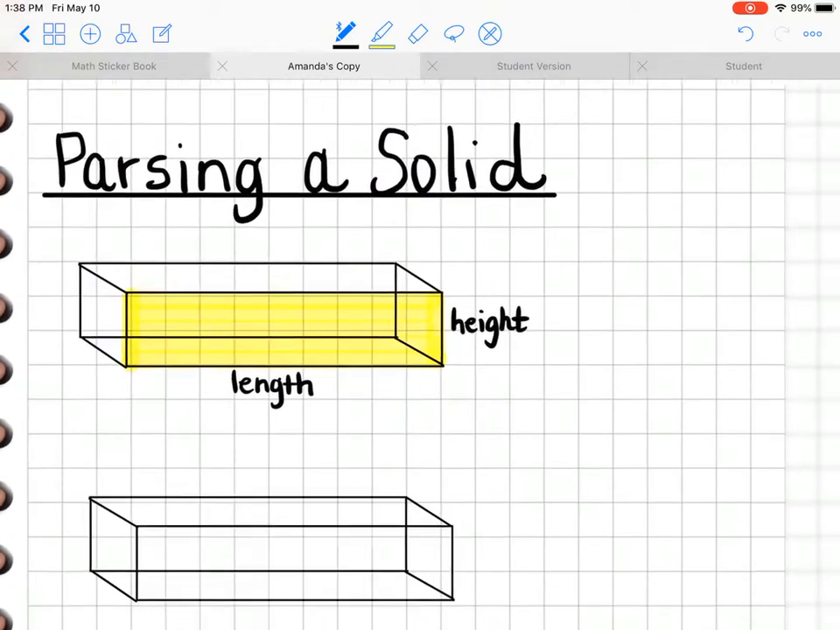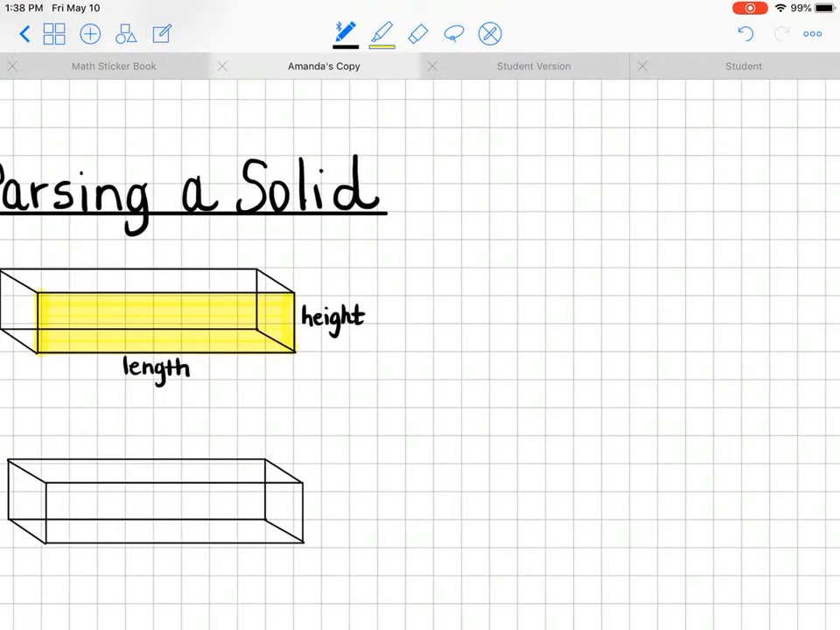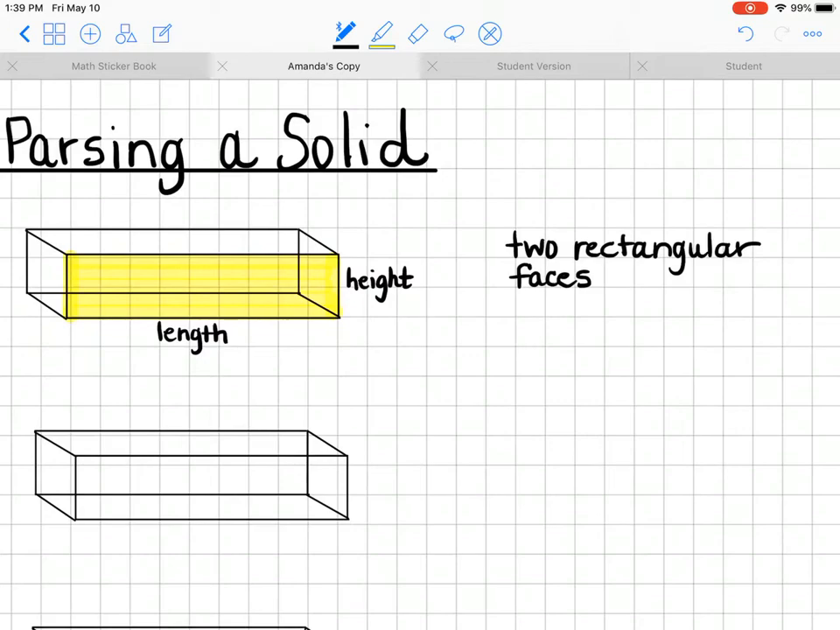Length and height give me this yellow parsing. And there are 2 of these, and they're both rectangles. So there are 2 of those. There's one in the front, and then there's one in the back.